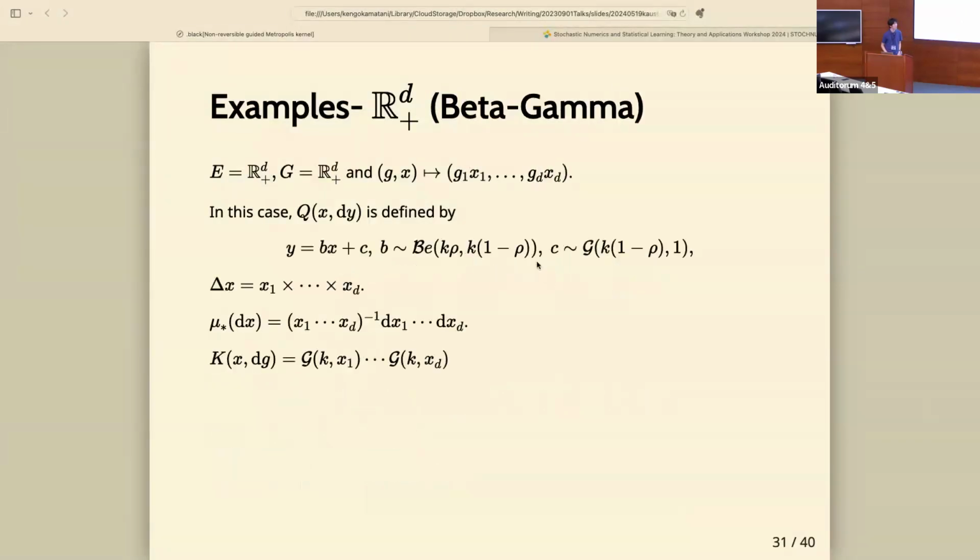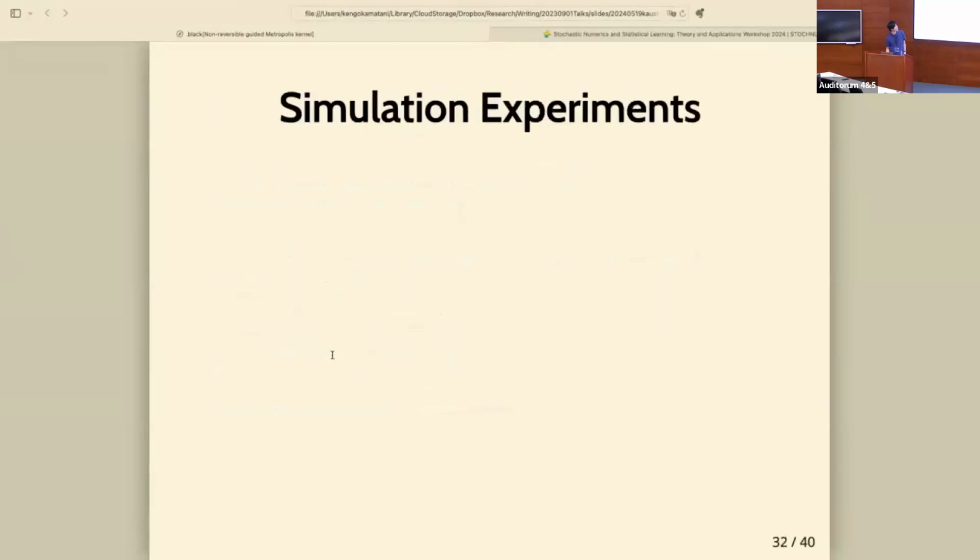And this is another example. This is also the d-dimensional half-line for the general space, and the d-dimensional half-line for the order space. In this case, the next state is determined by a beta distribution. And G is determined by a product of gamma distributions. And the Metropolis version has been studied by Hosseini, but not the non-reversible ones.